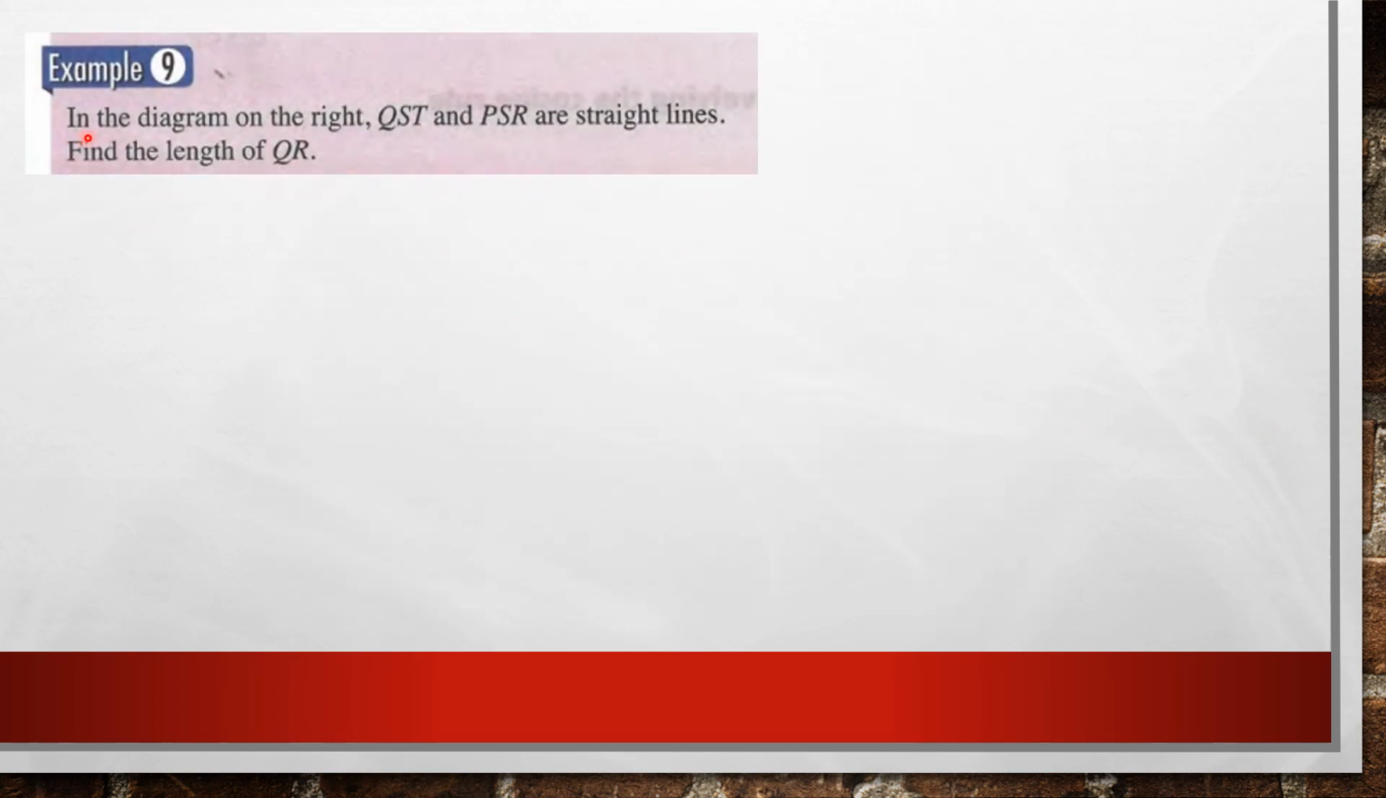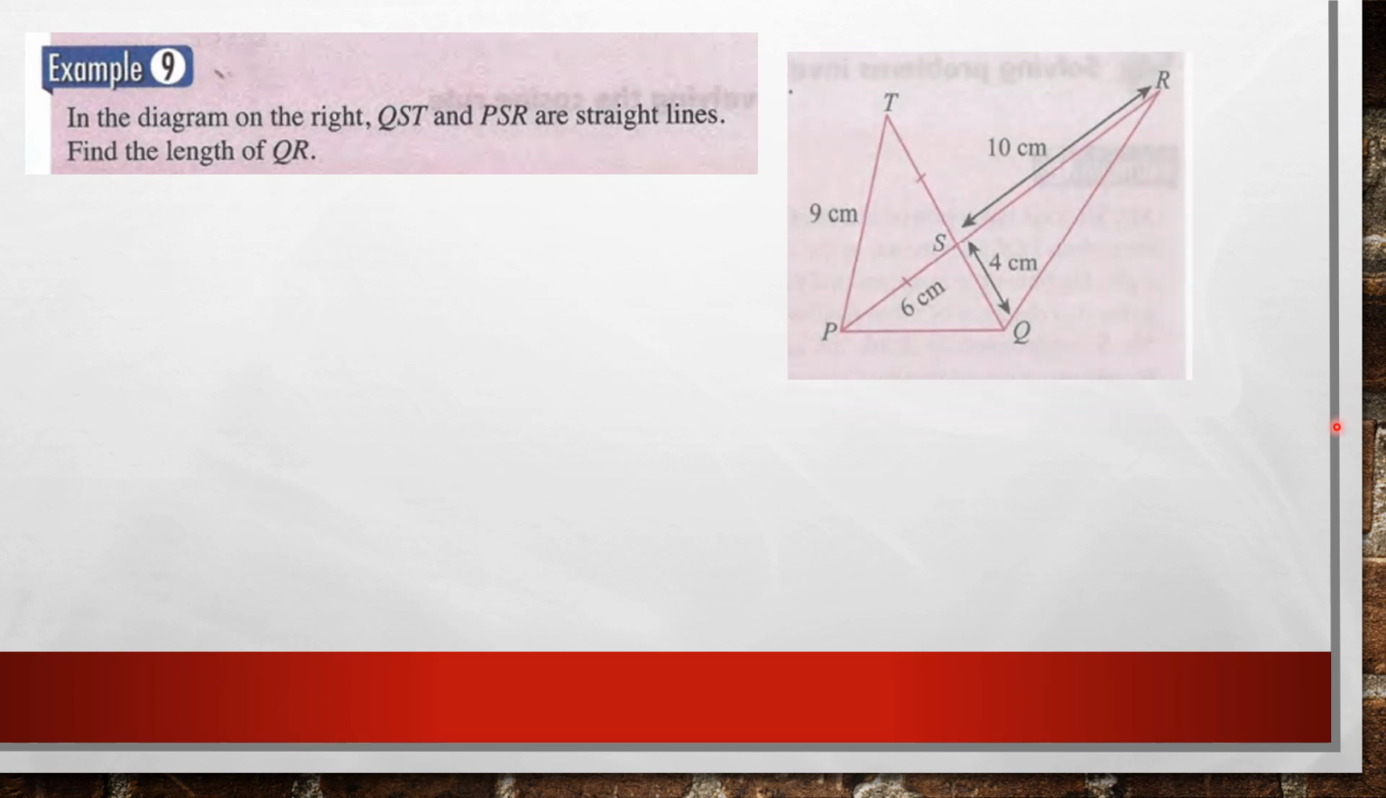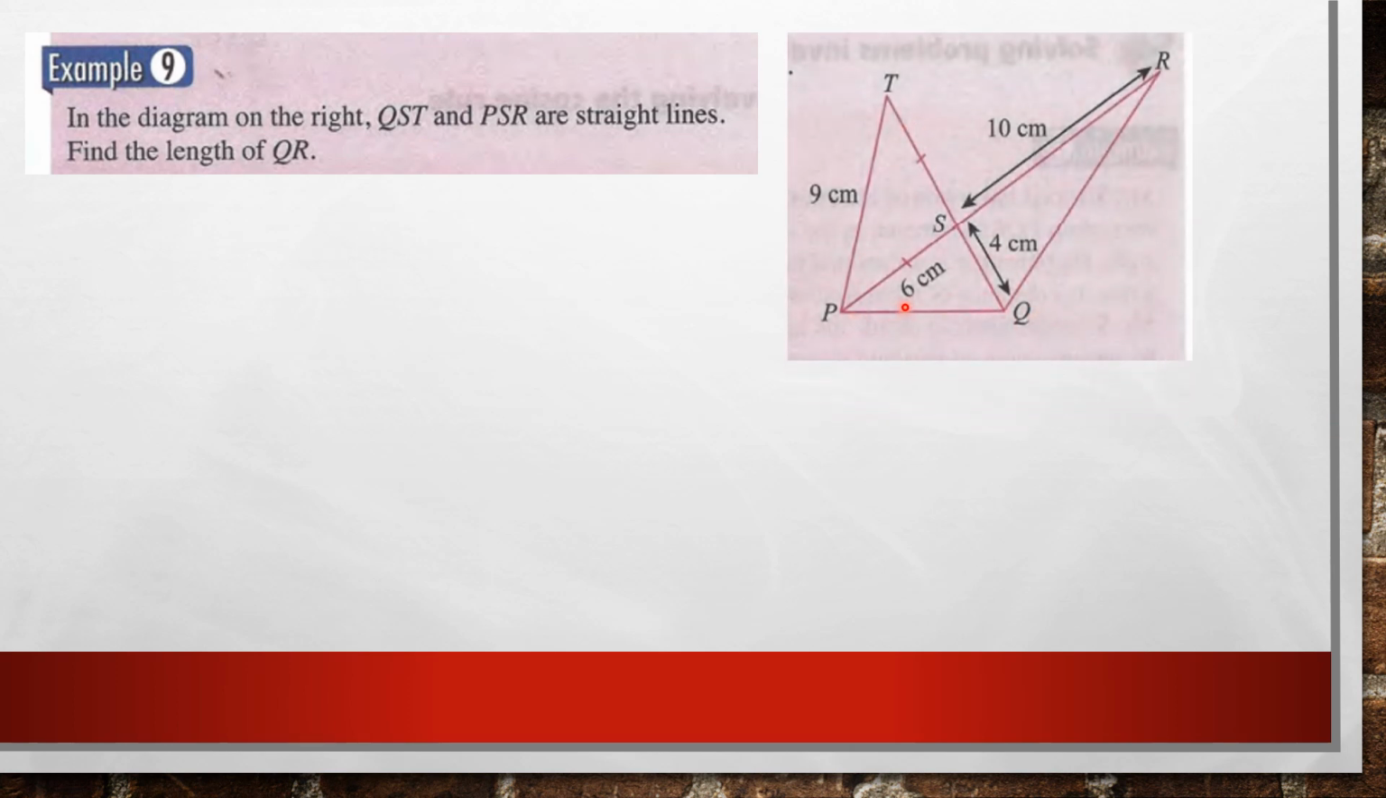Next, example 9, same page. In the diagram on the right, QST and PSR are straight lines. So you have QST, PSR straight lines, and they already label a few sides for you. Find the length of QR. You want to find the length of QR.